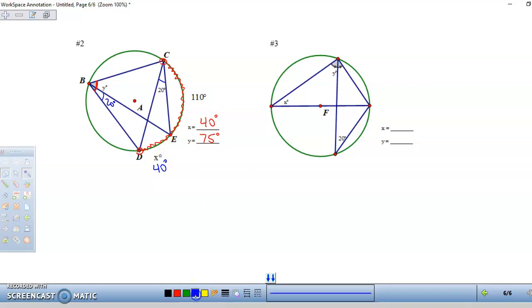Okay, last one. Okay, looking for a diameter right here. So I know Y is going to be 90. Y is the whole entire angle. Okay, so that is 90. And then I'm noticing again, I have this 20 intercepting the same arc as the X. So X should be 20 as well. Just to be super clear, this intercepts the same exact arc as the X right here. So those angles would have to be congruent.